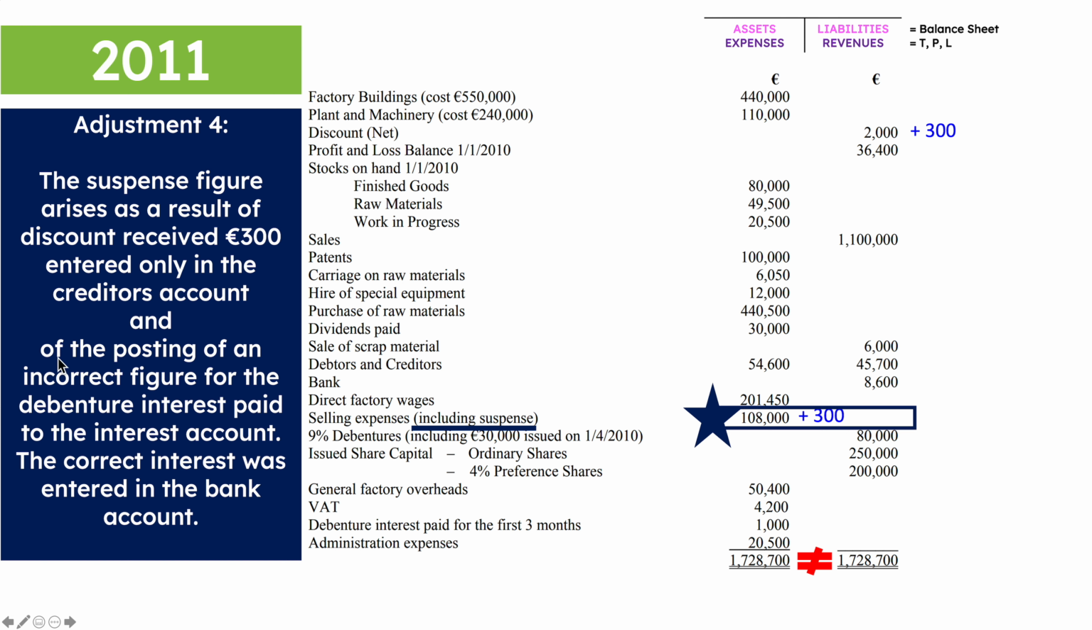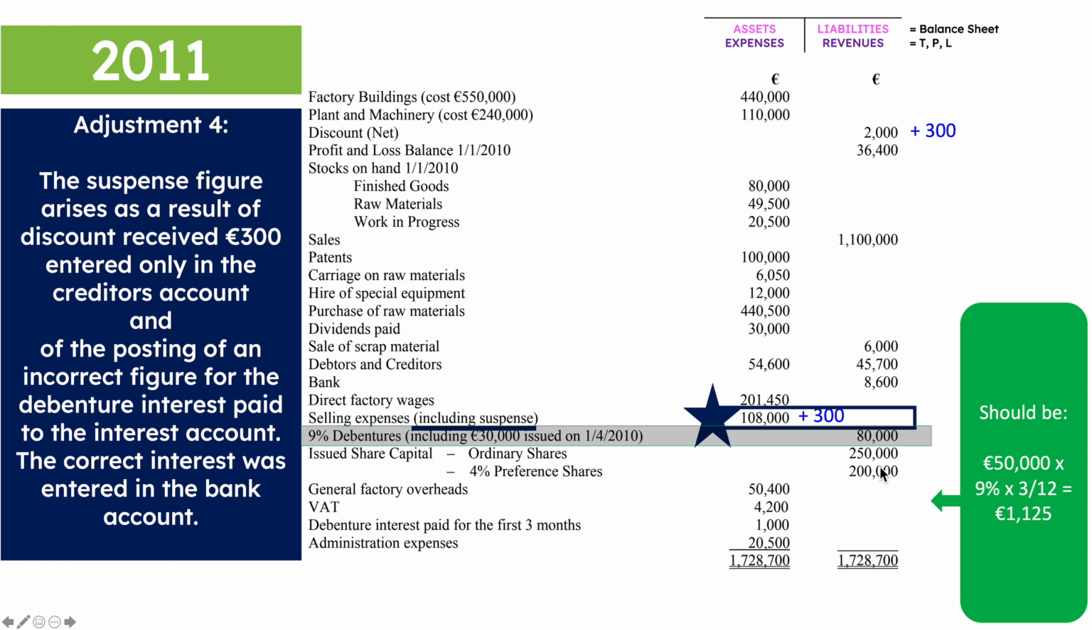Then it's saying to us the incorrect figure for debenture interest. So here's my debentures, 9% debentures, including 30,000 issued on the 1st of the 4th, 2010, 80,000. My debenture interest paid for the first 3 months, they're saying that this is incorrect. Okay, so what is it? Now, if I had 30,000 issued on the 1st of the 4th, my debentures before that date would have been 50,000. So 50,000 by 9% by 3 over 12 is 1125.